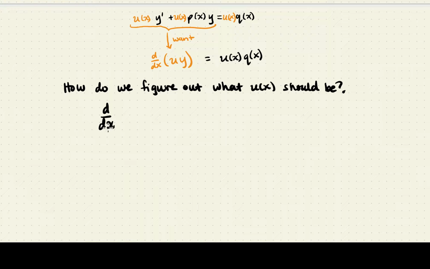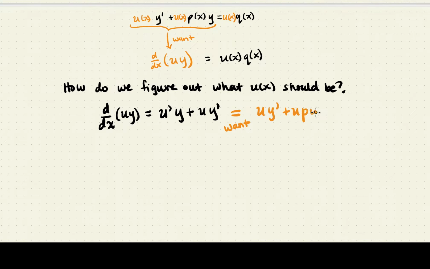So I'm just going to do the product rule here. I'm going to get u prime y plus u y prime. And I want this to be equal to something, so I'm going to put an equal sign, with a little note that this is what we want. We want this to be equal to u y prime plus u times p times y. Where am I getting that? I'm getting that from up here. I want this to be the result of doing the product rule on the product u times y.